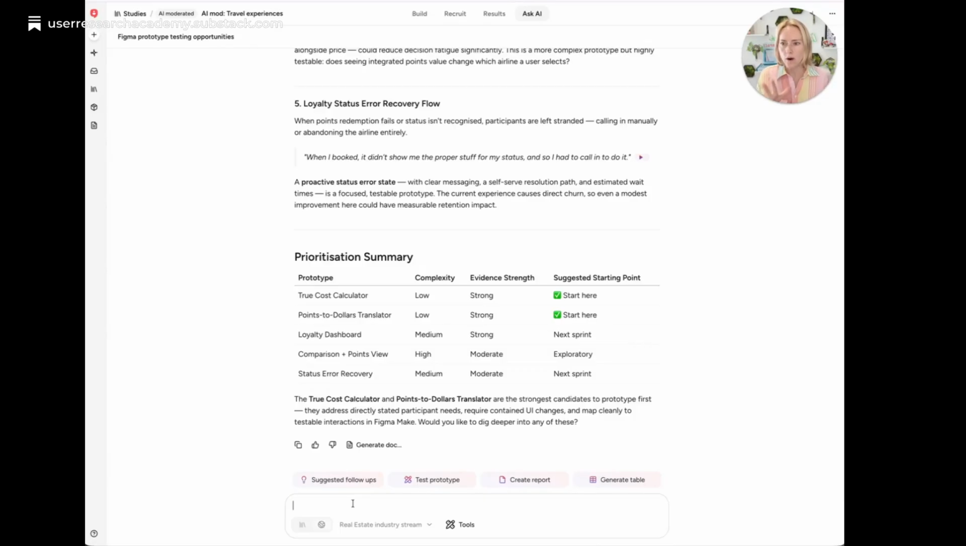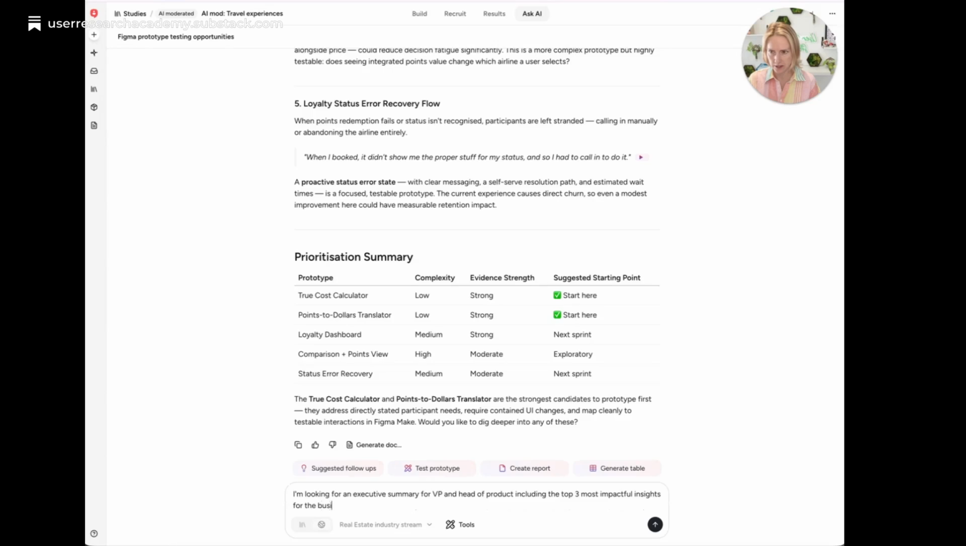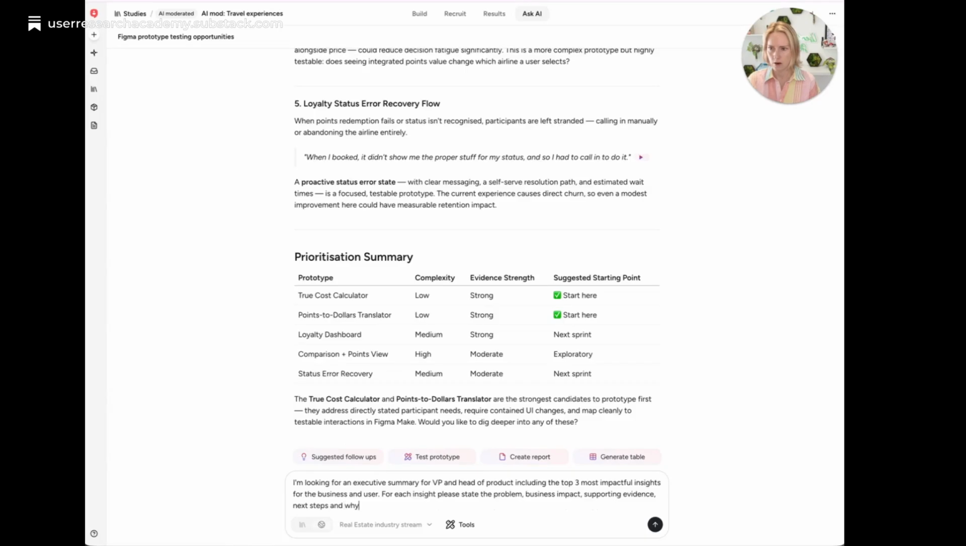understand. If you wanted to write a prompt like this, what you could include is I'm looking for an executive summary for VP and head of product, including the top 3 most impactful insights for the business and user. For each insight, please state the problem, business impact, supporting evidence, next steps, and why it's prioritized.